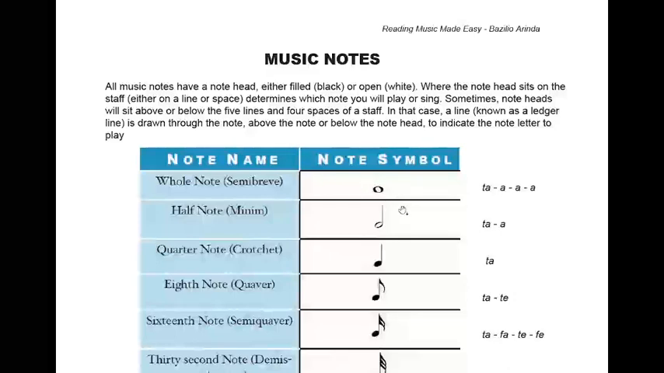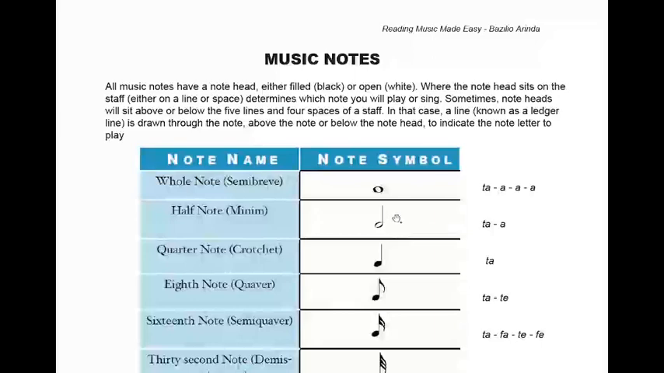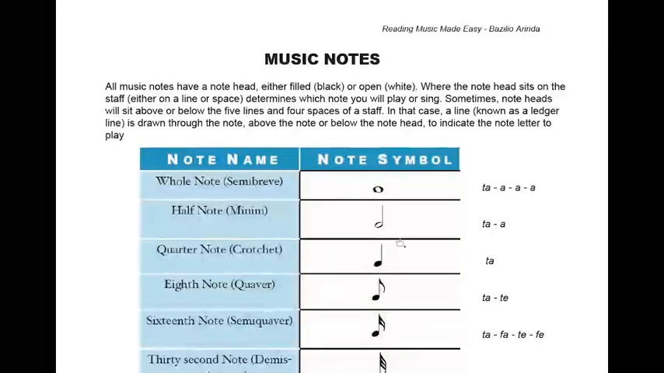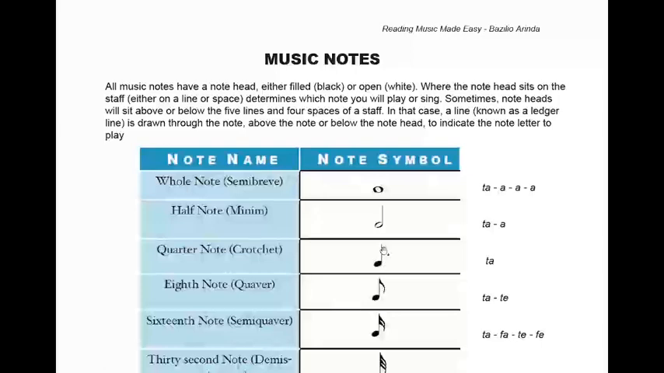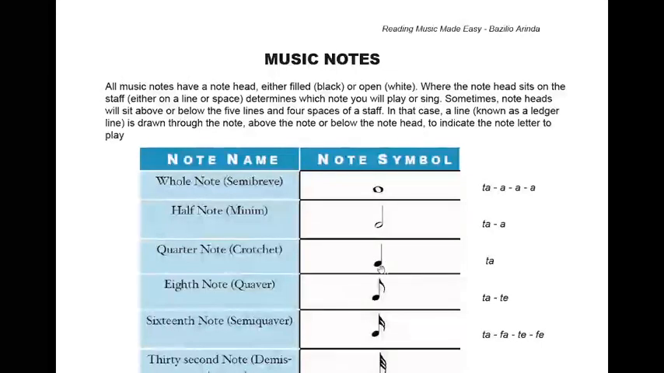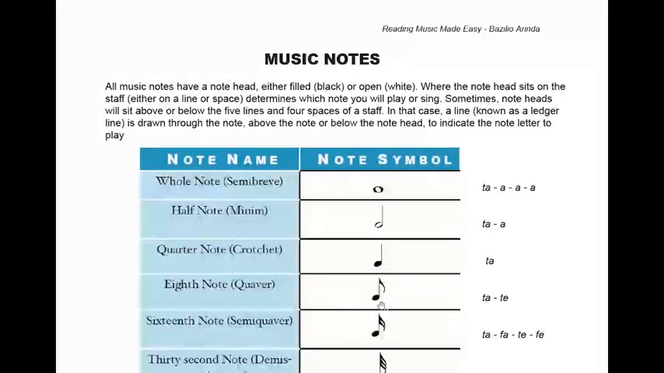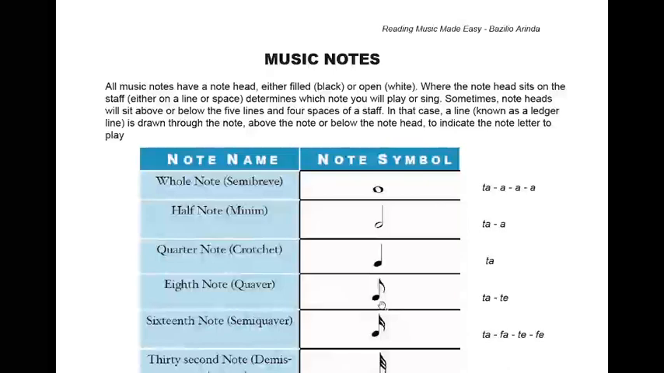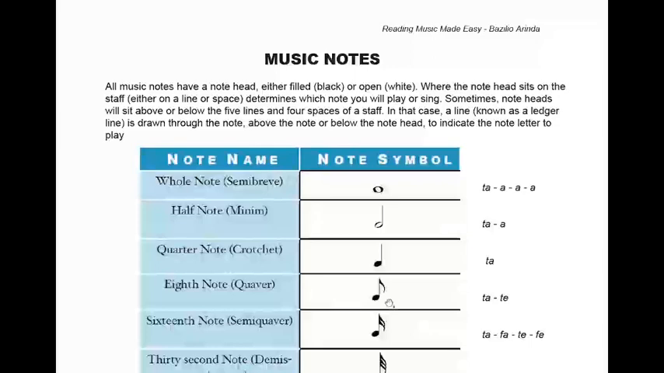The next note is called half note. This one looks like an oval but with a stem. The next is called quarter note. It has an oval and a stem, but the oval is shaded black. The eighth note, also called quaver, has a stem, it has a flag, and the oval is shaded. Then the 16th note has two flags.